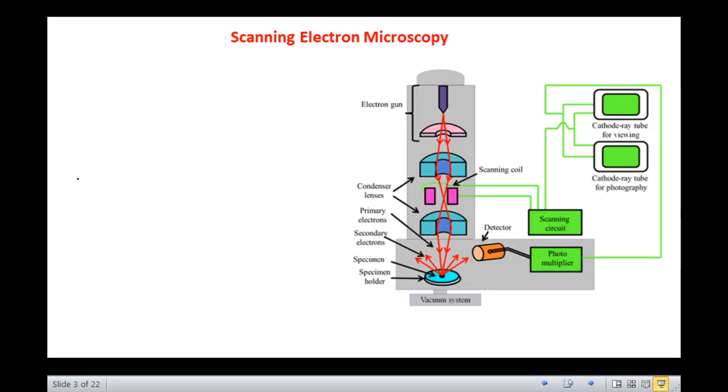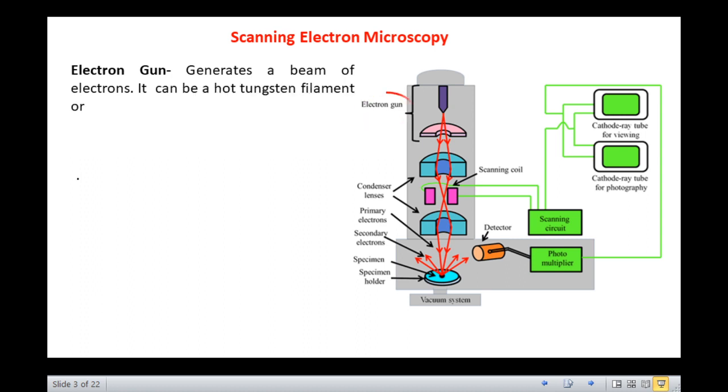Let us talk about the major components of a scanning electron microscope. The major components include an electron gun. It generates a beam of electrons. It can be a hot tungsten filament or lanthanum hexaboride gun located at the top of the column. This is where the electrons are produced under thermal heat at a voltage of 1 to 40 kilovolts.